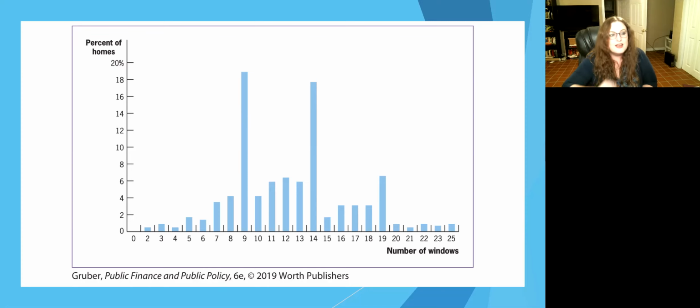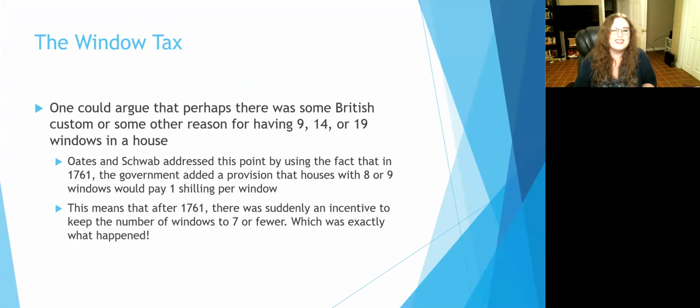We can see in real time that people made decisions based upon this. And I just think that that is nifty. All right, so one person could argue that there was some British custom or some other reason for having 9 or 14 or 19 windows. Maybe they were lucky numbers.